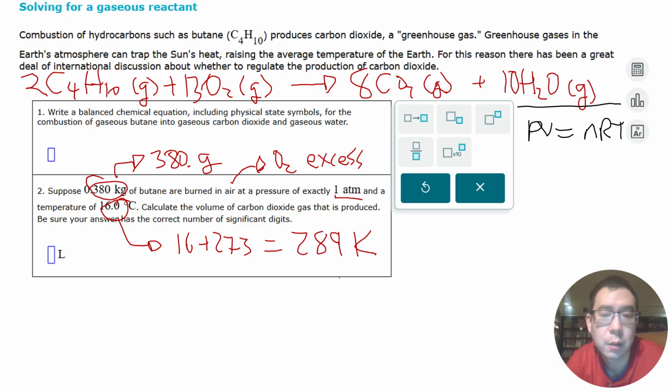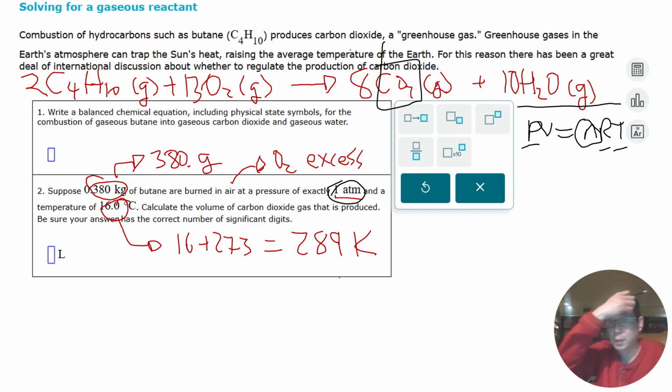Pressure, this is where we're looking for the product, carbon dioxide. The pressure we've got, it's 1 atmosphere. The volume we're trying to find. Temperature we've got, R we always have. We need moles. How do we get moles? Well, we have to think back to our chart.